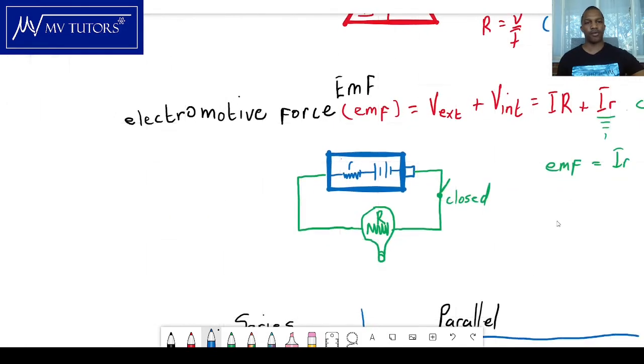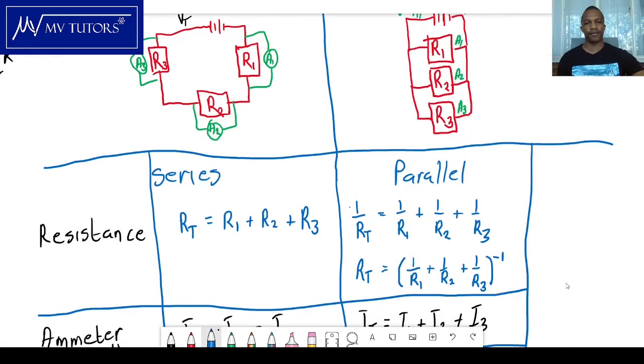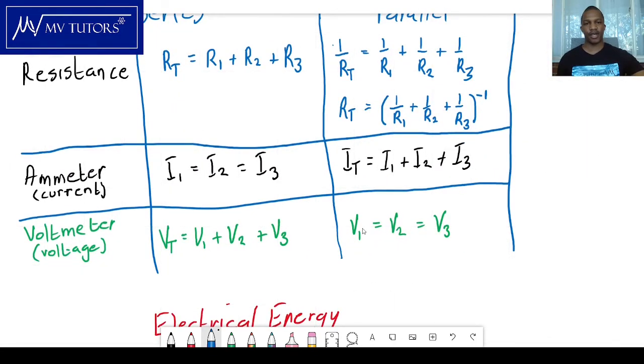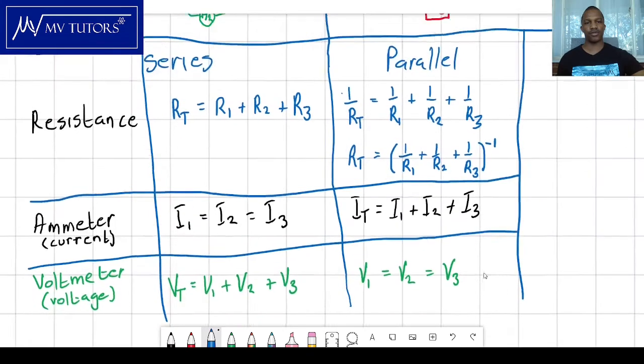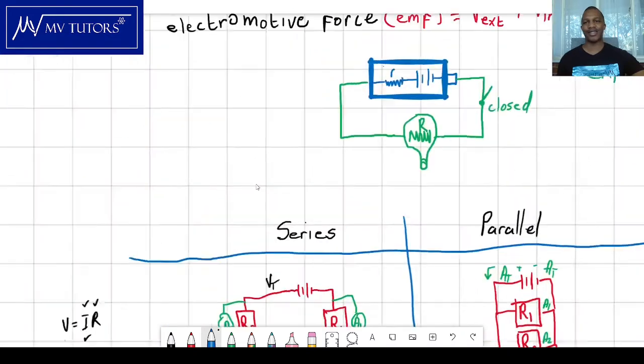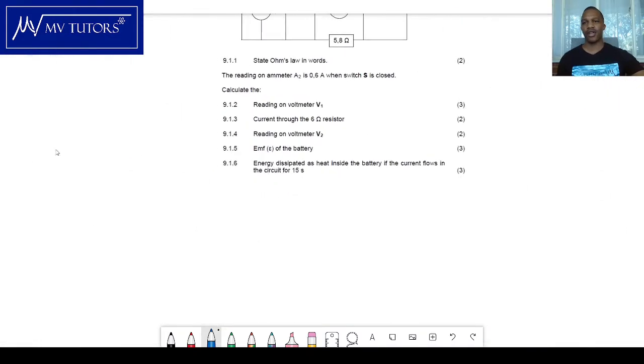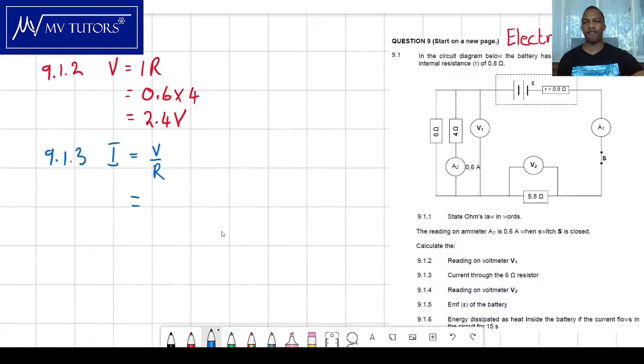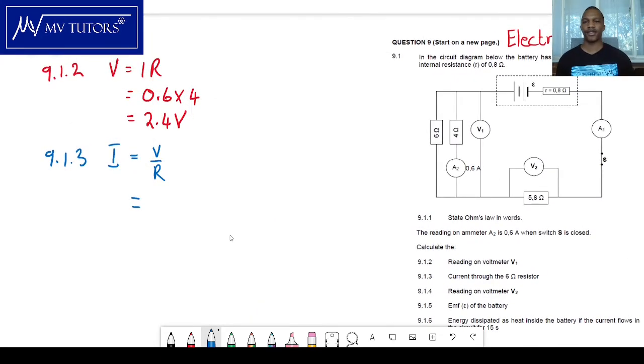Let's go look at our table. We spoke about it over here. We said voltage in parallel, V1 is equal to V2 is equal to V3. So the voltage in each one of them is exactly the same. That's all we have to remember. So our voltage over here is exactly the same as the voltage on the 4 ohm one. So the voltage is 2.4 volts divided by the resistor of 6. This is what we need to put in the calculator.